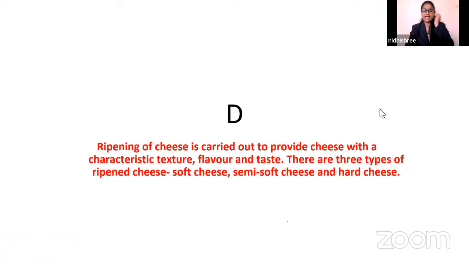Ripening cheese is carried out to provide cheese with a characteristic texture, flavor, and taste. There are three types of ripened cheese: soft cheese, semi-soft, and hard cheese. There is nothing called unbreakable cheese. So option D is the right answer.